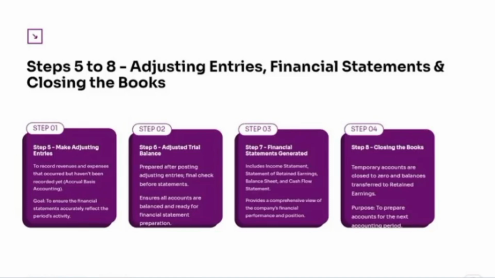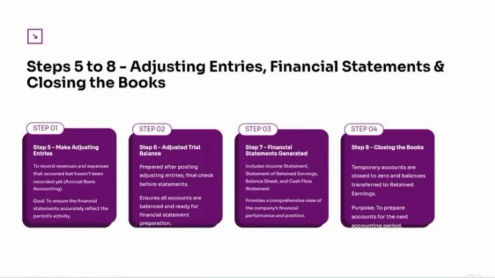Step 5 to Step 8: adjusting entries, financial statements, and closing books. Adjusting entries: we fix and update accounts to record things like unpaid expenses or earned income. Sixth step, prepare financial statements. We create the income statement, balance sheet, and cash flow statement to show business performance. The seventh one is closing entries. We close temporary accounts like income and expenses, and reset them for the next period.